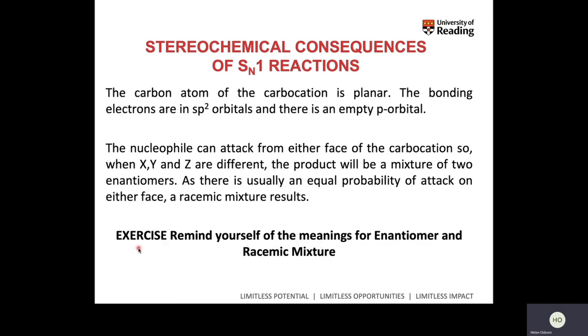So there's an exercise here which I don't run through because it's purely looking up definitions, and if you listen to what I've said over the last few slides, I have given these answers anyway. So please just remind yourself of what we mean by an enantiomer and what we mean by a racemic mixture. Go back through Dr. Sarah Allman's lectures, you'll find the answers there if you haven't picked it up from what I've said.